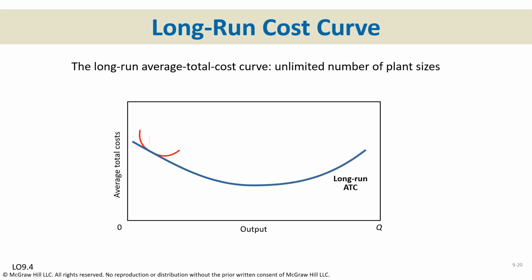The long-run average total cost curve just envelopes the short-run average total cost curves. If the number of possible plant sizes is very large, the long-run average total cost curve approximates a smooth curve. Economies of scale followed by diseconomies of scale cause the curve to be U-shaped.